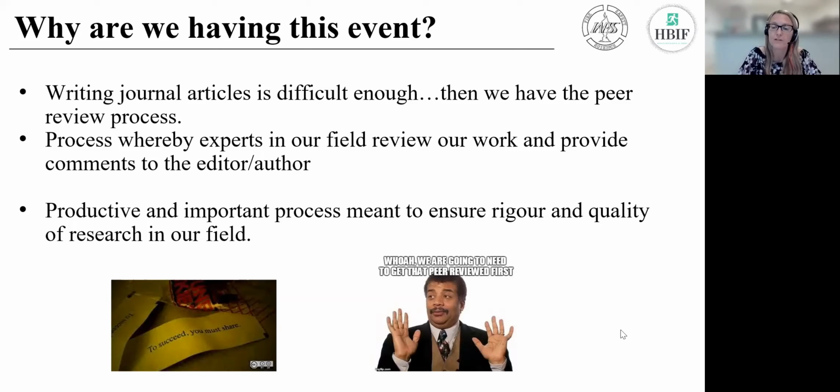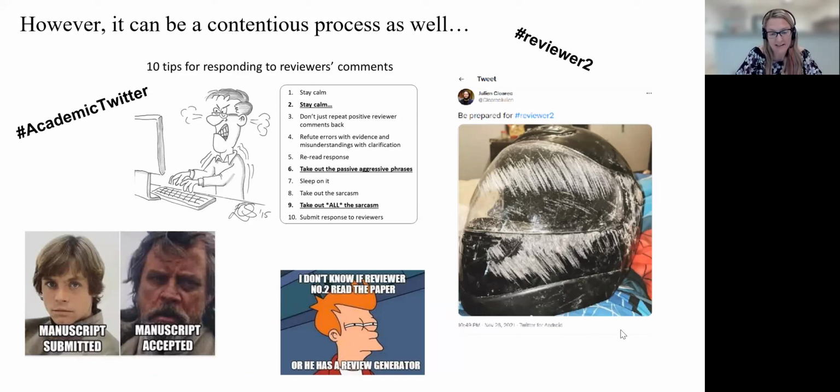However, it can be a pretty contentious process. There are many memes flying around social media, too many actually, as you can see on the screen there. There are memes about how frustrating the process can be. It doesn't have to be, but sometimes it can be. I don't know if you've heard this hashtag going around, reviewer number two. What reviewer two symbolizes is a peer review that is rude or condescending, maybe a little vague, inflexible, and all other adjectives you might be able to think about regarding peer review.